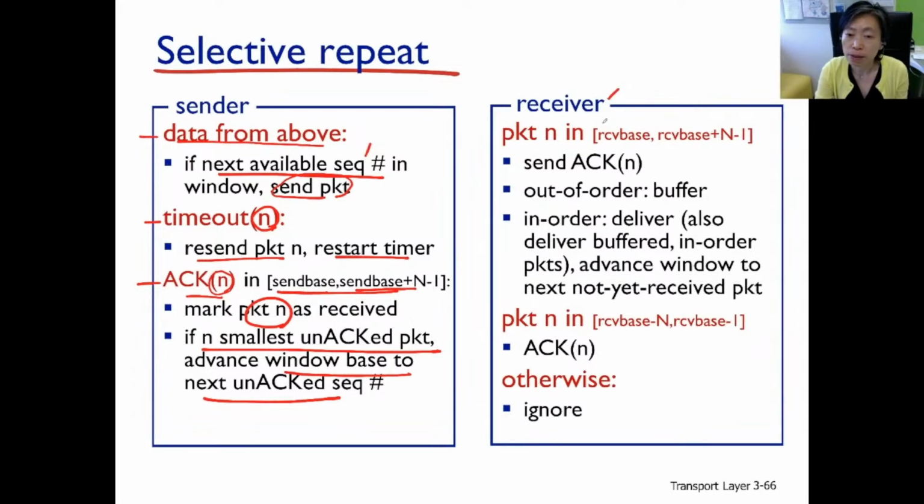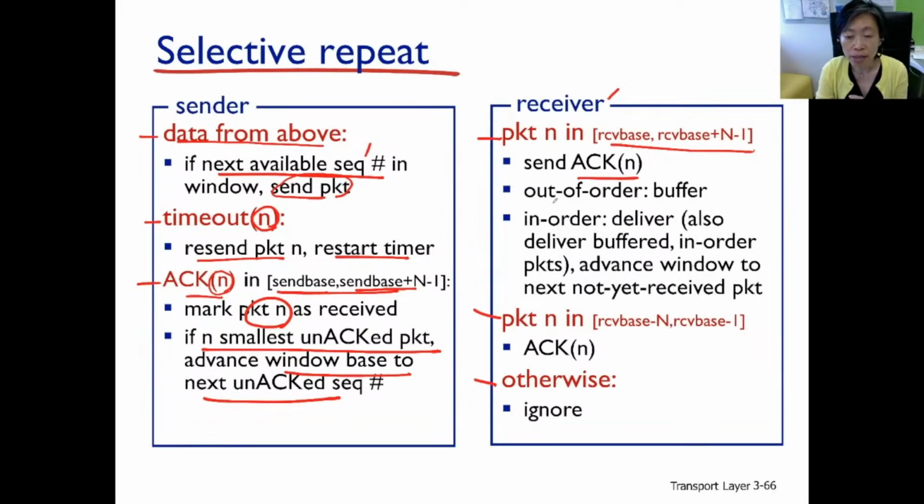Similarly here at the receiver end, there are 1, 2, 3 transitions. First transition is if we receive a data packet that's within this range, the receive base and receive base plus n minus 1, so that is reasonable, as expected. Then we send an individual acknowledgement. So if it's packet n, then ACK n.